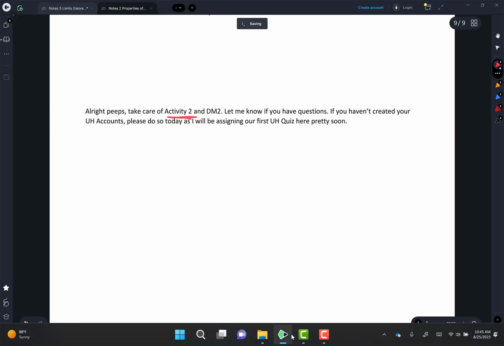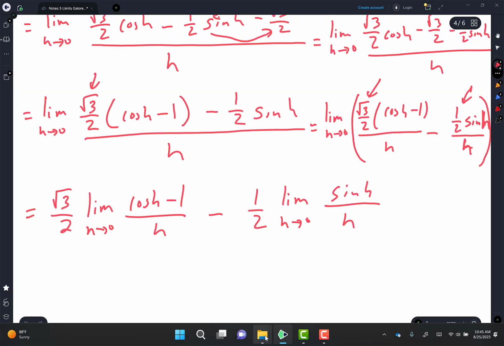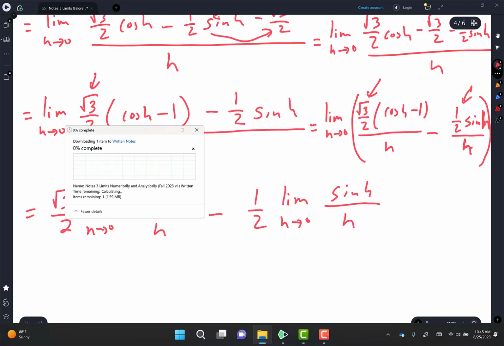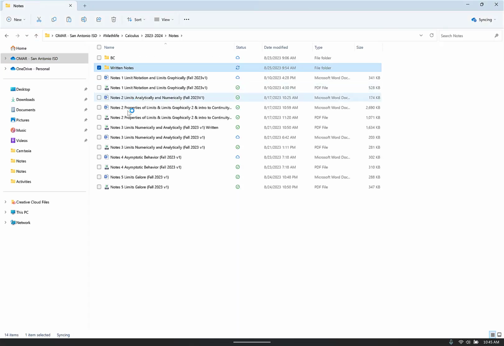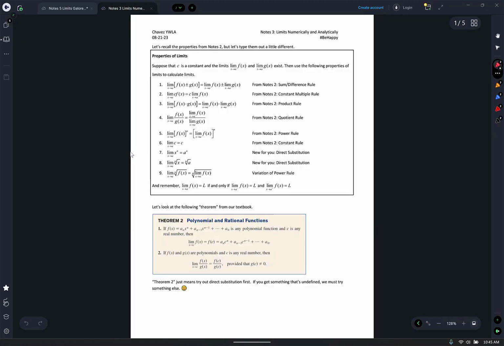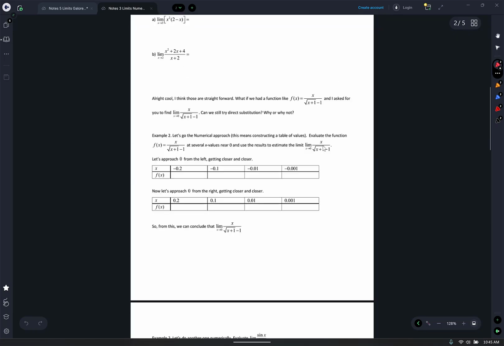Save. And it still hasn't downloaded a single thing. I'll go over here. I mean, you are learning a lot of programs right now. Okay, here's notes 3, unwritten.